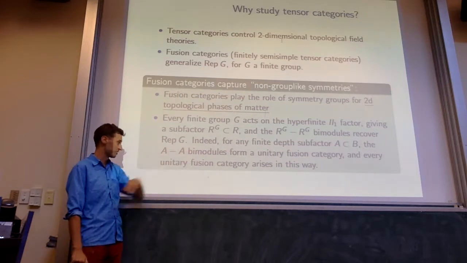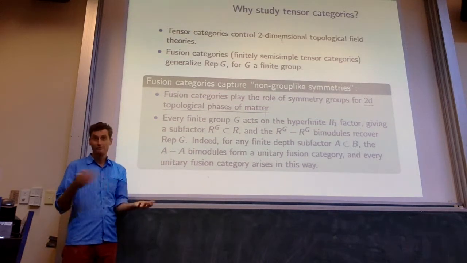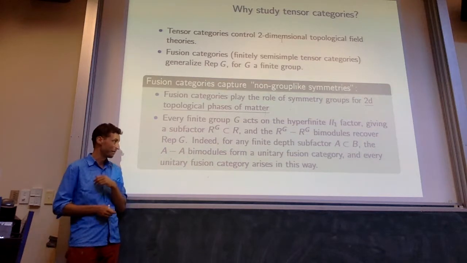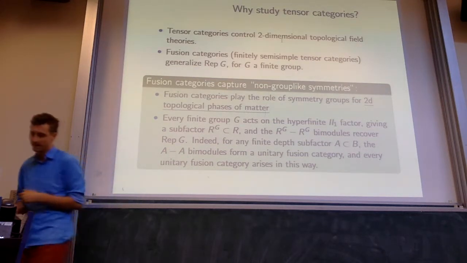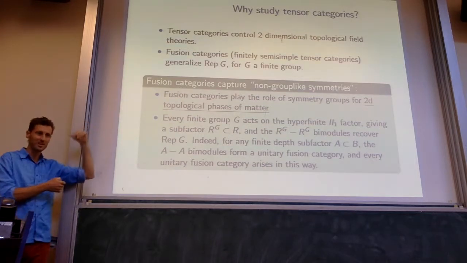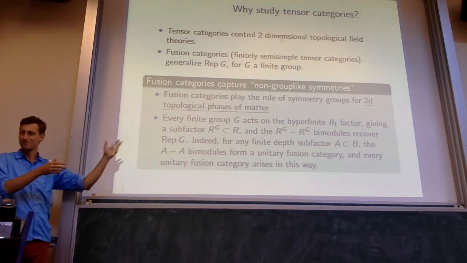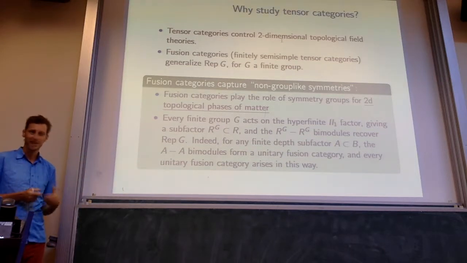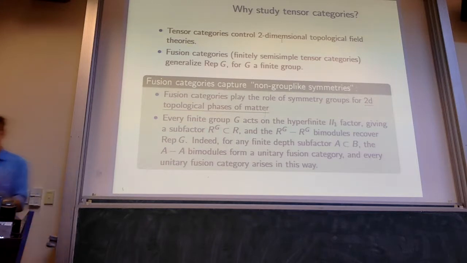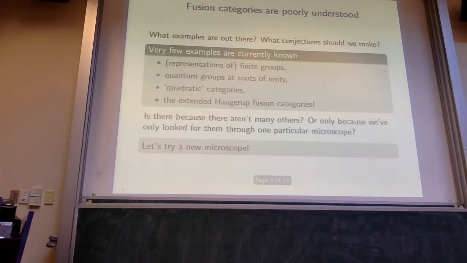You get some unitary fusion category, and in fact, every unitary fusion category arises in exactly this way as bimodules for some finite subset. And so, I think morally, what we should be thinking here is that not only does every finite group act on the hyperfinite II_1 factor, every fusion category acts on the hyperfinite II_1 factor as well. And so in that sense, they're a nice generalization of groups, more general notions. Okay.